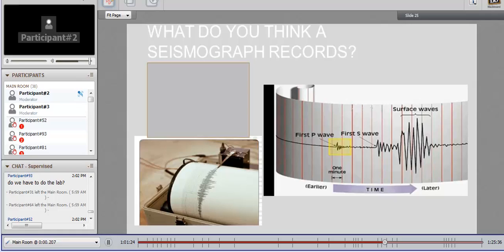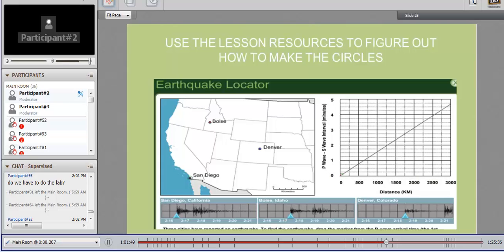And the intensity of the earthquake as well. When you're looking at a Richter scale, I believe they measure the intensity. I think this is how intense it was. So the more intense an earthquake, the higher this peak here. They have a nice little formula for figuring that out that I wouldn't like to figure out. So use the lesson resources to figure out how to make the circles.